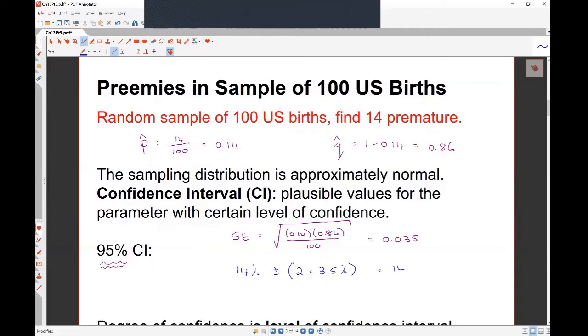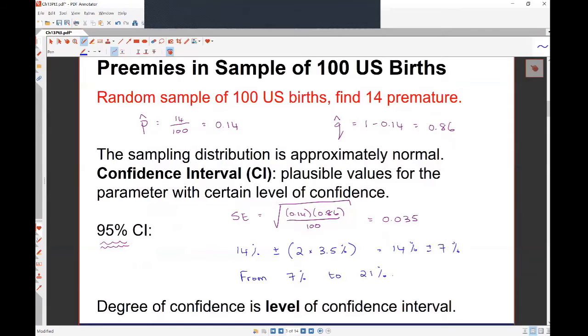If I do that multiplication, that means 14% plus or minus 7%. That 7% quantifies how much uncertainty we have in each direction. So 14 minus 7 means the lower end of my confidence interval is 7%, and then 14 plus 7 means the upper endpoint is 21%. So my 95% confidence interval ranges from 7% to 21%.